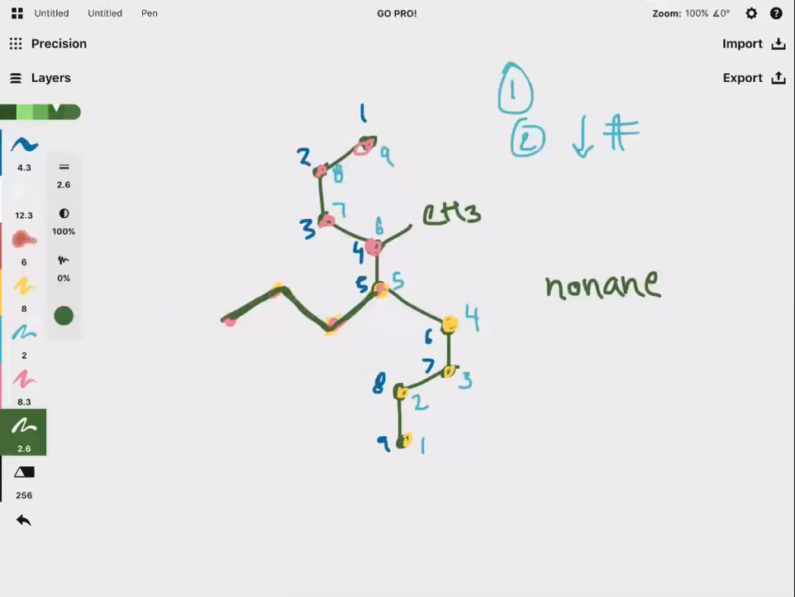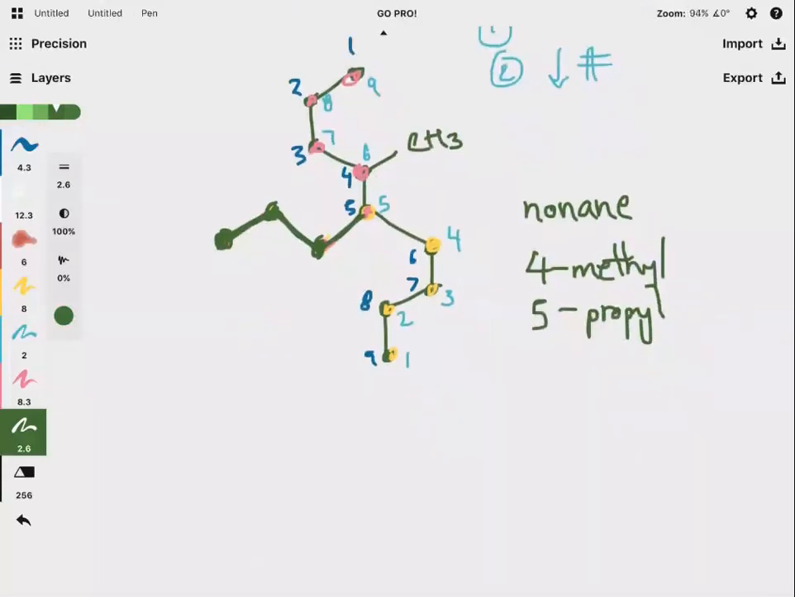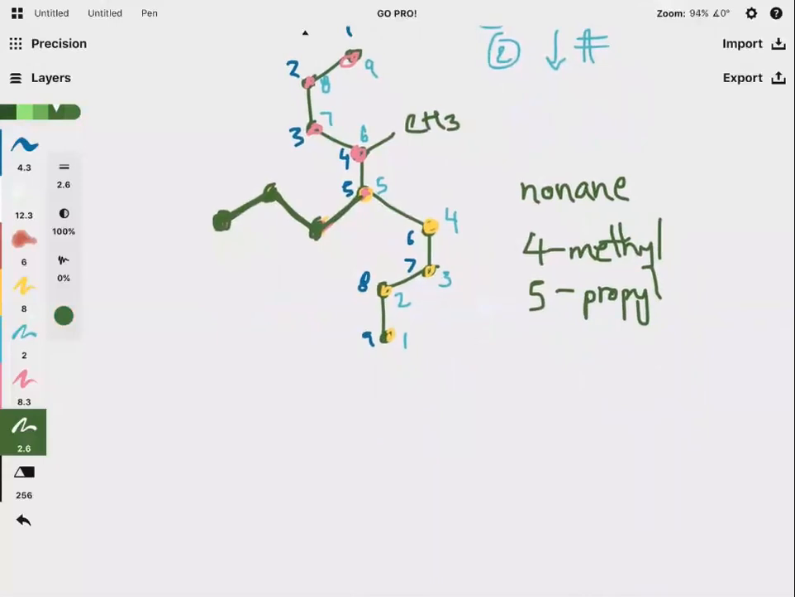And if we do that, we realize that at position 4, we have a methyl. And then at position 5, we have a 1, 2, 3 propyl. So the name of this compound would be 4-methyl-5-propylnonane.